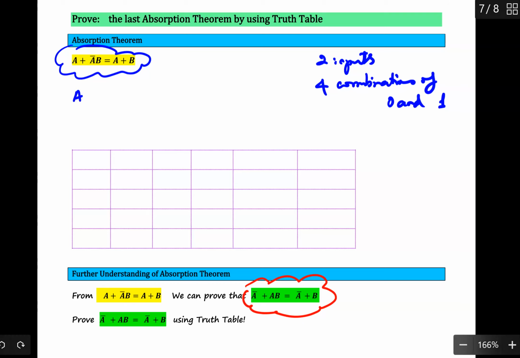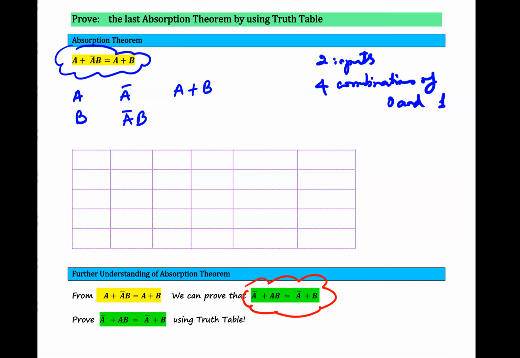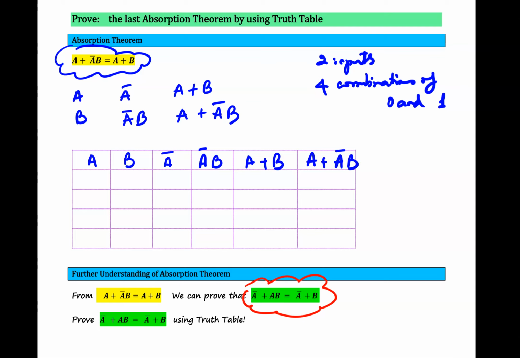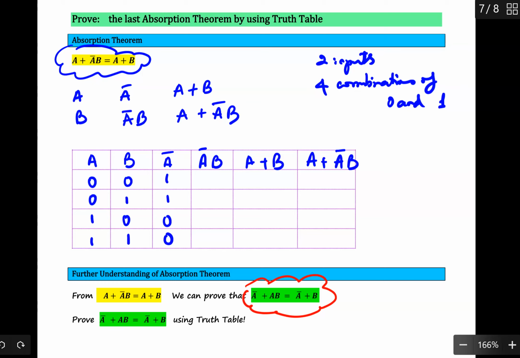Alright, so in this case, I should have A, I should have B, I should have the column for not A, I should have the column for not A B, I should have the column for A or B, and I also should have a column of A or not A B. So 6 altogether. So A, B, not A, not A B, I should have A plus B, and the last column I should have A or not A and B. Okay, so again 0, 0, 1, 1, 0, 1, 0, 1 should be 1, 1, 0, 0 here.